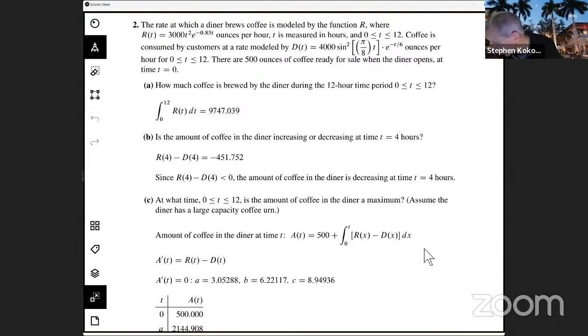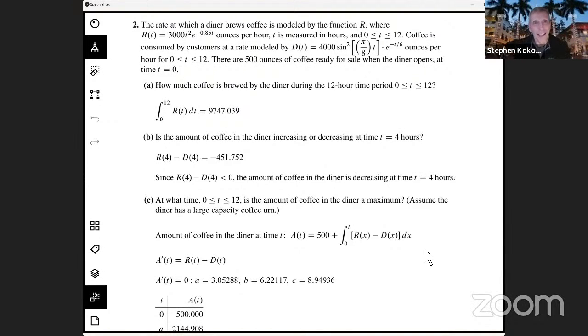So let's suppose that a diner brews coffee, and the rate at which they brew coffee is modeled by this function capital R. And we know that it's ounces per hour and T is measured in hours. And coffee is consumed by our customers at this rate, this function D. And there are 500 ounces of coffee ready for sale when the diner opens. That's coffee from yesterday, but they kept it in the giant urn ready for the morning.